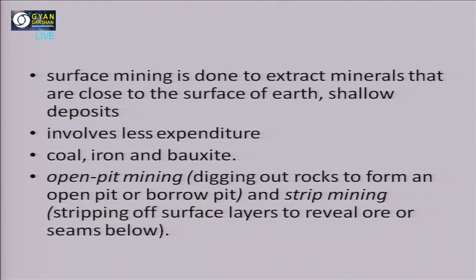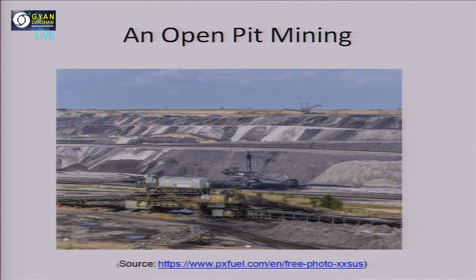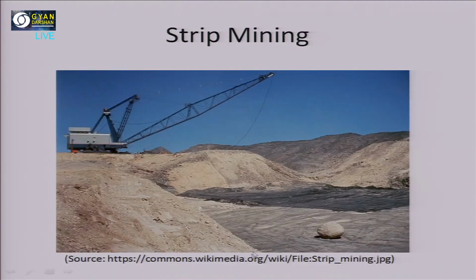Another type of mining is strip mining, in which stripping of surface layers is done to reveal the ore seams below. This is also a form of surface mining, and in this figure you can see this form. Stripping of the surface is done over here to reveal the mineral layer, and this is a case of strip mining, which is again a surface mining.